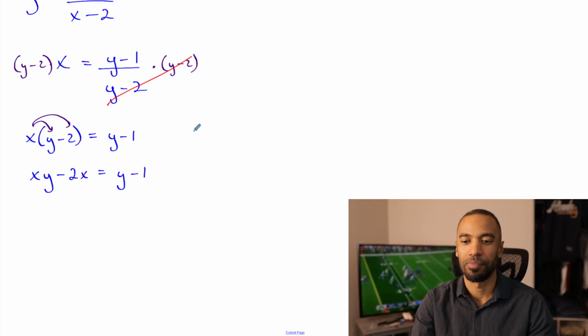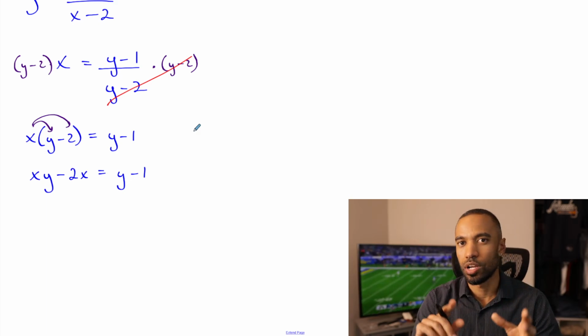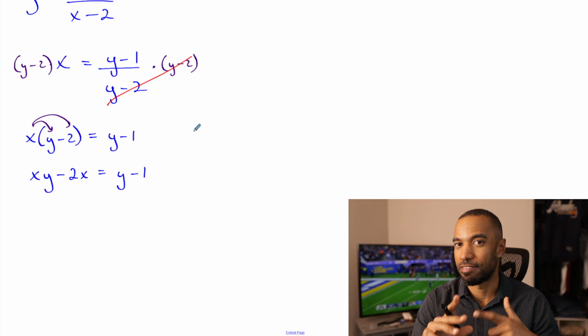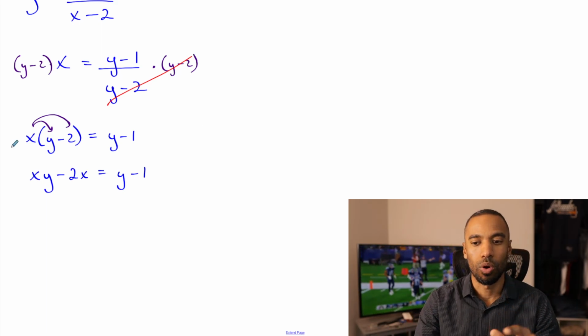Now, here's why you want to do it. I want to get all y terms on one side of the equation, construct y as a common factor, factor that out of those two terms, and then I can divide by the remaining quantity. What do I mean by that?